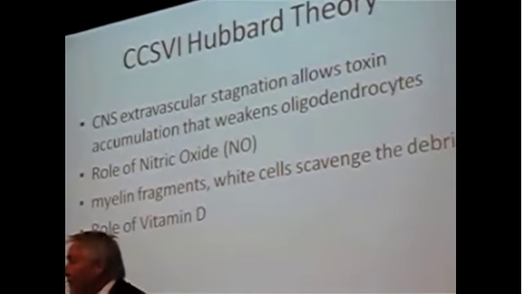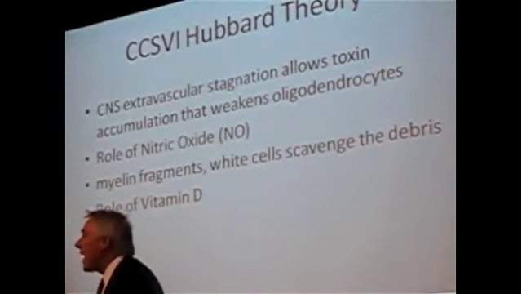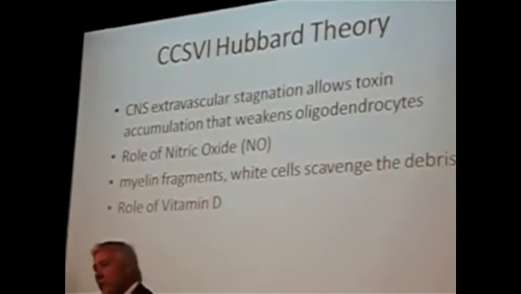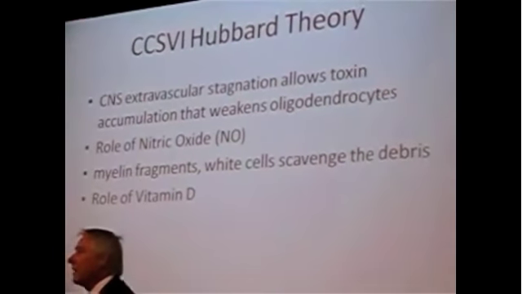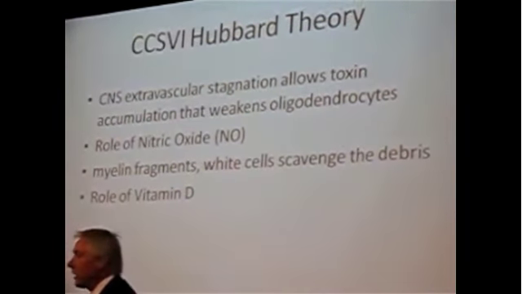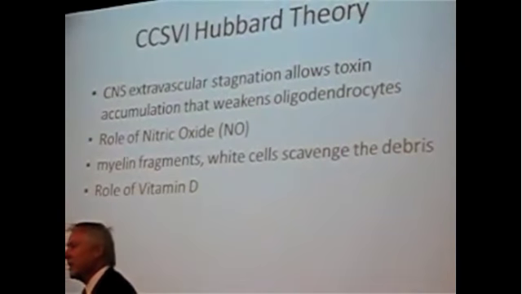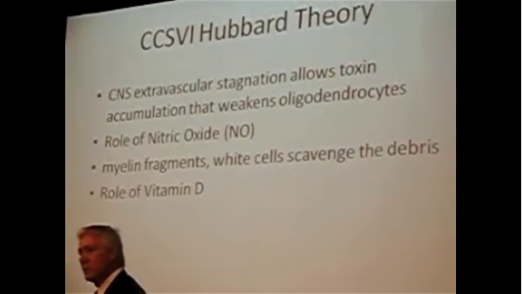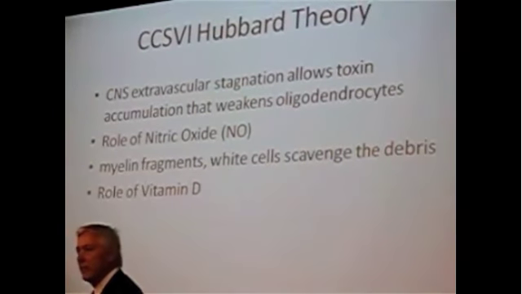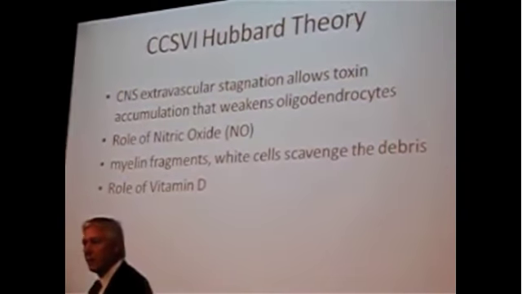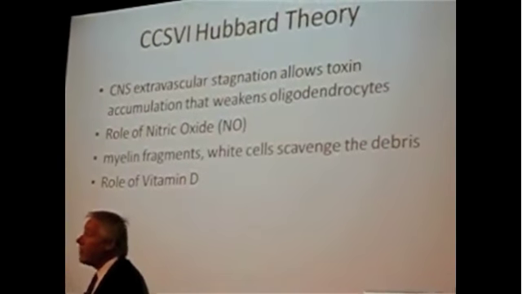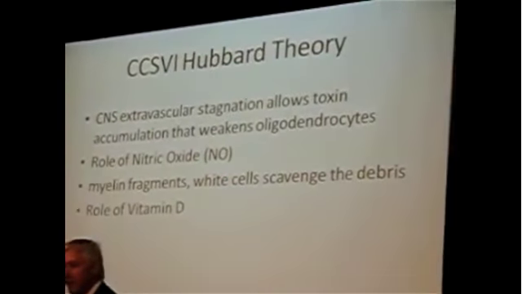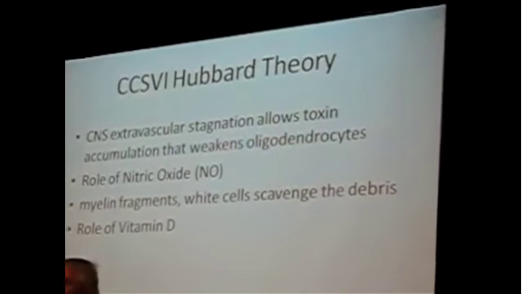And a slowed, swamped, stagnated environment weakens the oligodendrocytes. The oligodendrocytes are the cells that make myelin. Because the oligodendrocytes are weakened, perhaps there's too much nitric oxide, perhaps there are too many leftover neurotransmitters. Glutamate has been accused of being a toxin to oligodendrocytes. The myelin falls apart, and the white cells are coming in to clean up the debris. That's actually what has been shown.